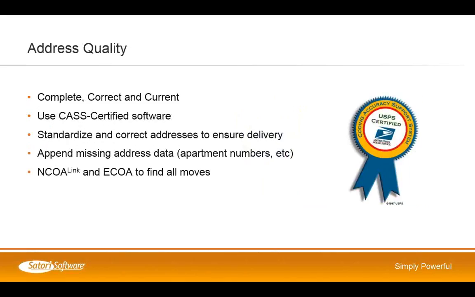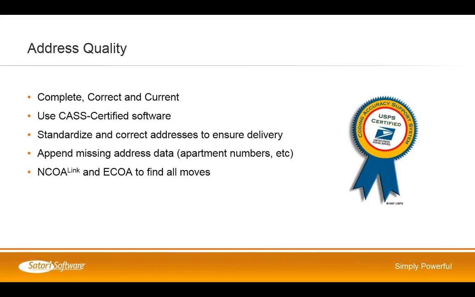So the first thing you're going to want to look at is the addresses themselves. If you have an address list that's not just a zip code that you're wanting to blanket, you're going to want to make sure that the addresses are complete, correct, and current. And this is a mailing term that you'll see a lot in the mailing space, but if you're an election manager, you might not be familiar with that.